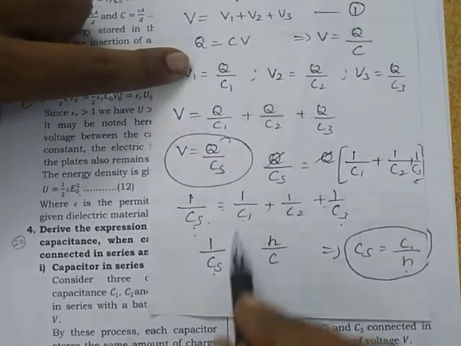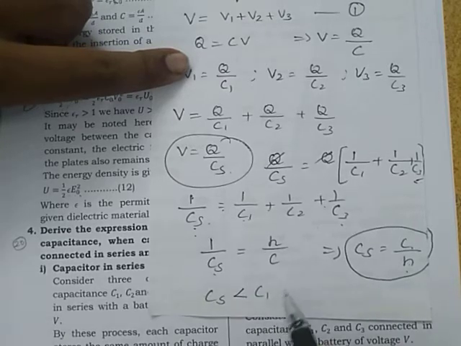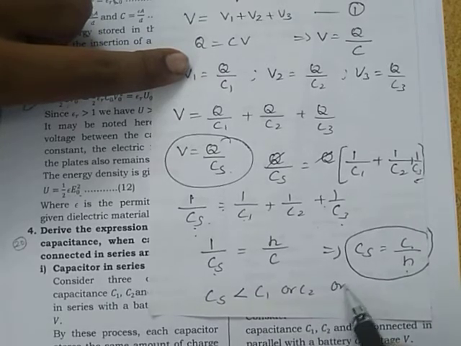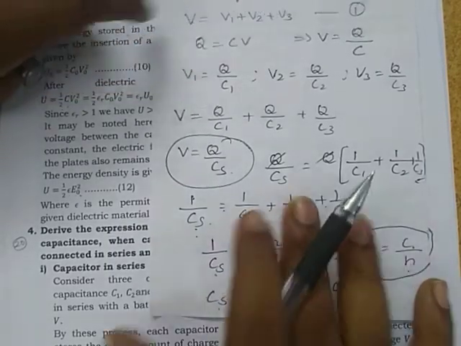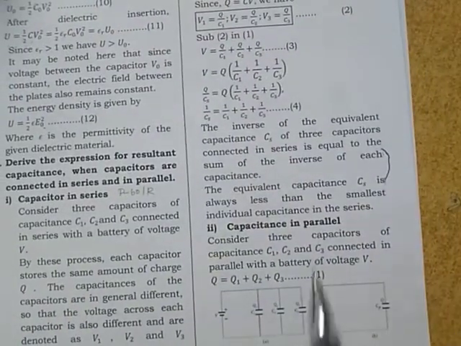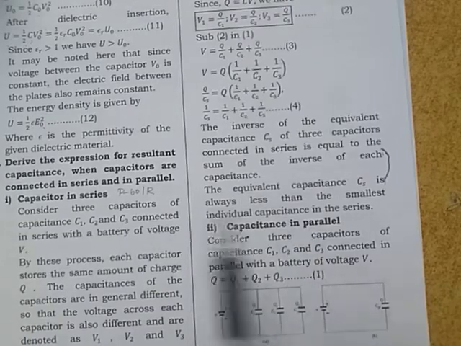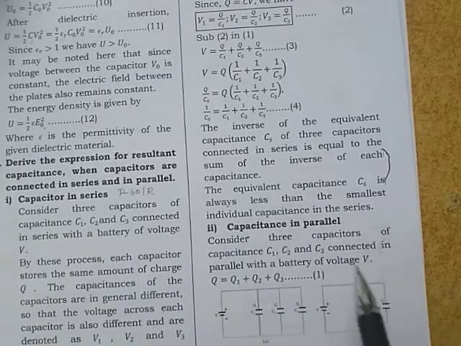Always Cs is less than C1 or C2 or C3. Always the effective capacitance is less than the individual capacitance. Okay, the next question, which is also a part of this question only: capacitors connected in parallel. We have to find the capacitance.